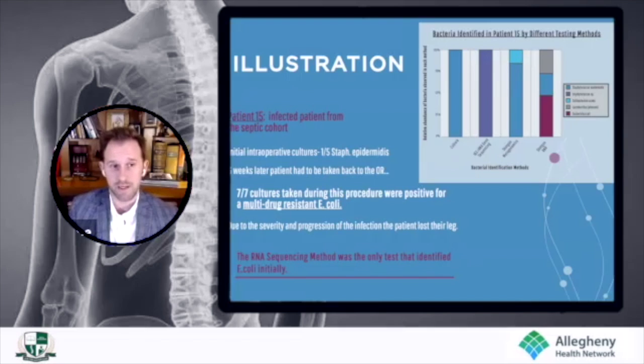To paint the picture a little bit more clearly and show you what I mean, one of the patients from the study had initially only grown out staph epi on his intraoperative culture, and that was just from one sample. Patient actually came back 6 weeks later with wound dehiscence, was rushed back to the OR, and grew 7 out of 7 cultures for multi-drug resistant E. coli. And unfortunately, this patient lost his leg and had an above the knee amputation, but the untargeted RNA method was actually able to detect that E. coli signature at the time of the initial revision surgery.